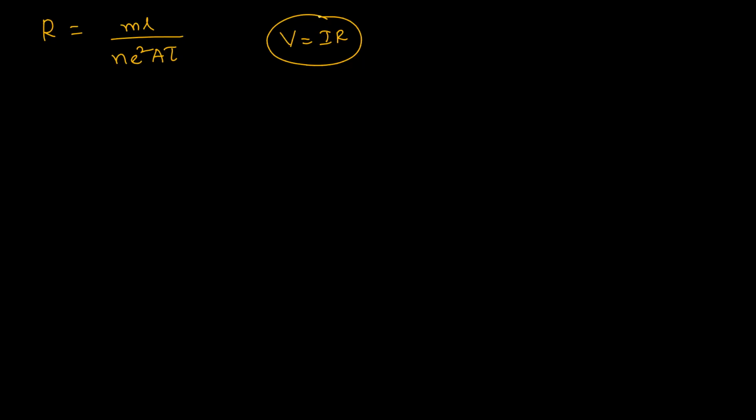If you observe, can I write this R is equal to m divided by n e square A into tau, the whole multiplied with L by A? So when temperature changes, remember length will change because it's a conductor, it's a metal. Area of cross section will change, and most importantly, the relaxation time will change.